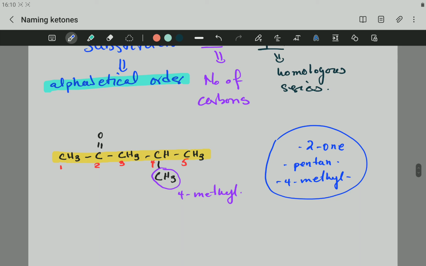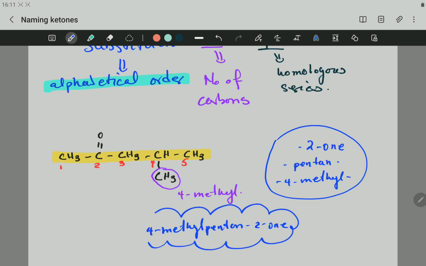We have everything. The first part of the name will be the substituents in alphabetical order. We only have one, so it will be 4-methyl, then pentan together with 2-one. 4-methylpentan-2-one. This is the name of this specific compound. I hope it is clear.